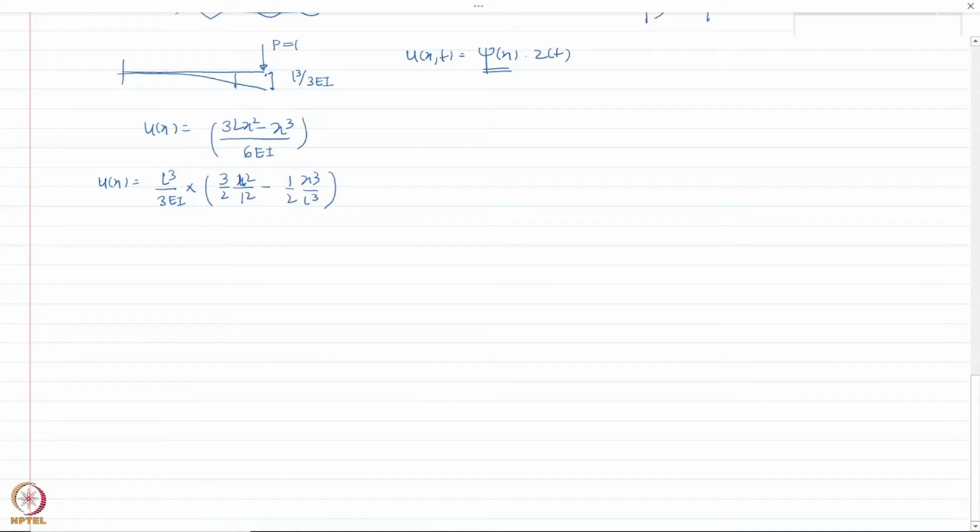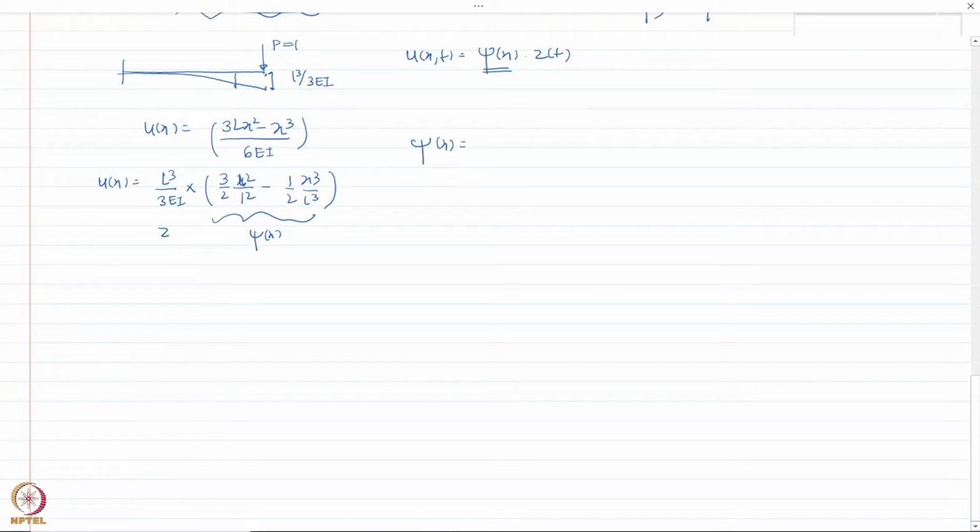Okay, so I can normalize such that this represents the shape function and this represents the z at any time instant. And z(t) would be this factor multiplied with something, so that my phi(x) is now normalized with respect to the deformation at the end of this cantilever beam.